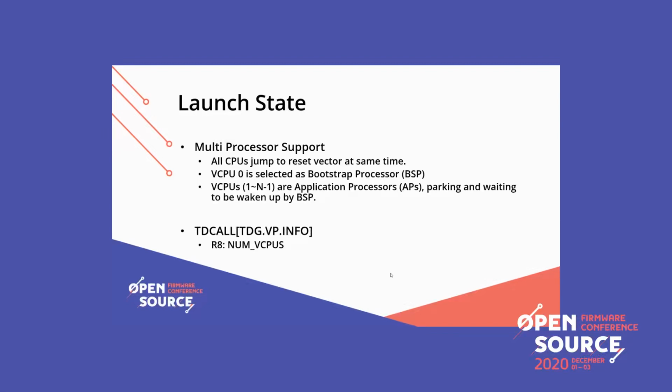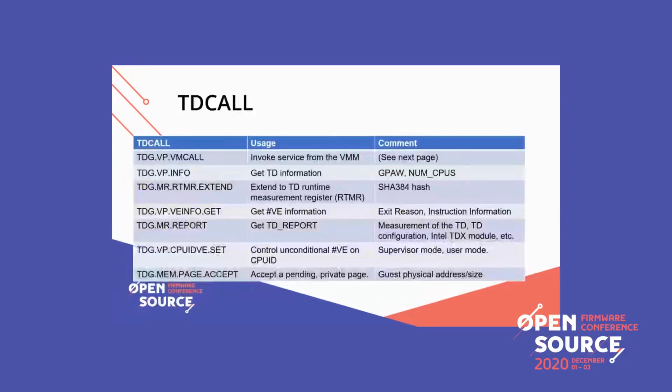The initial state tells you what the virtual CPU index is. In order to get the total vCPU number, use TDCALL VP.INFO. The number of vCPUs is returned in the R8 register. The TDCALL is a special call to the Intel TDX module. It can be initiated by the guest TD. The first TDVMCALL is to invoke the VMM services. We will discuss the details on the next page.